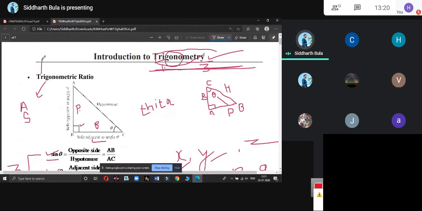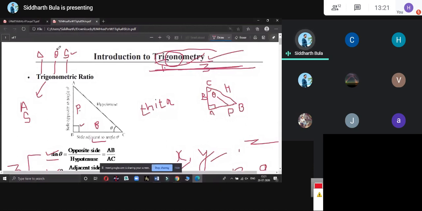Tri stands for triangle. Gono stands for angle. Angle means theta. And metry means geometry. Geometry means the sides. Please be clear what is meant by trigonometry. Trigonometry means that mathematical branch which deals with the sides and the angle of a right angle triangle.